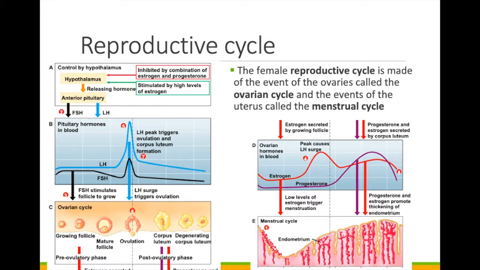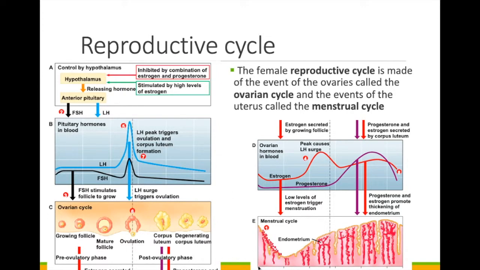So if you look at these graphs, the left side of the graph is time, which is days in the menstrual cycle. The typical female menstrual cycle is about 28 days, but a normal menstrual cycle can be anywhere from 25 to 40 days. And that's totally normal.